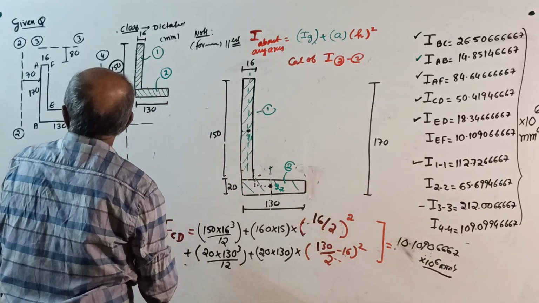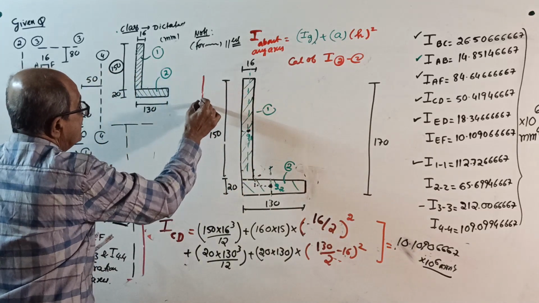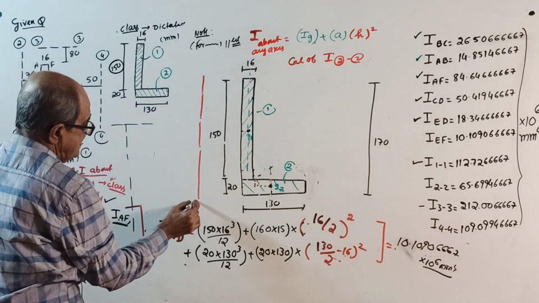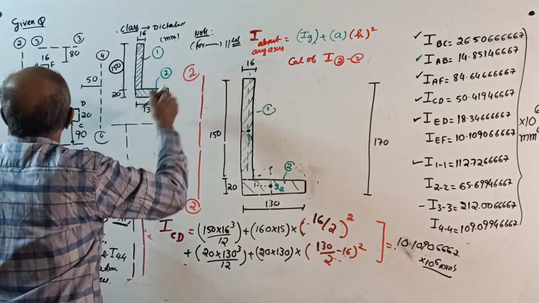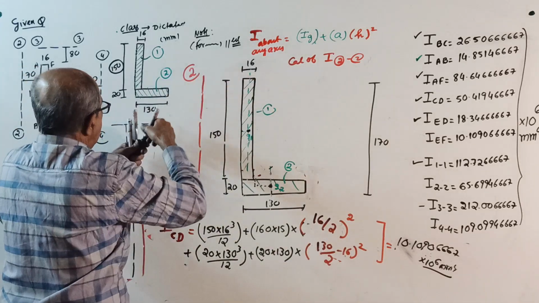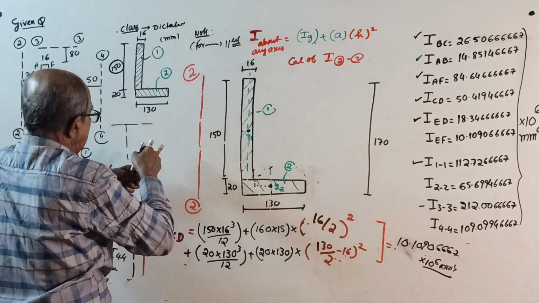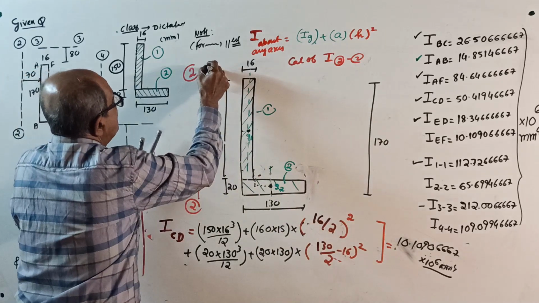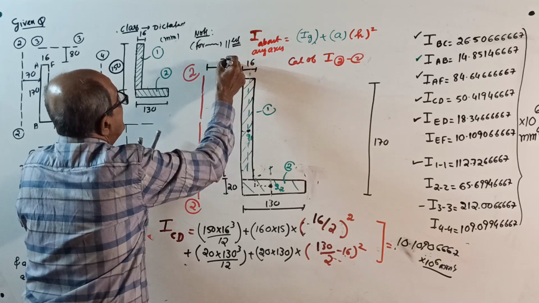Okay, 2, 2. Where is 2, 2? See, 2, 2 is here. Where is it? It is 70 mm to left side, out of scale. This is given in the question as 70. See, this is 70 given in the question. Okay, start.